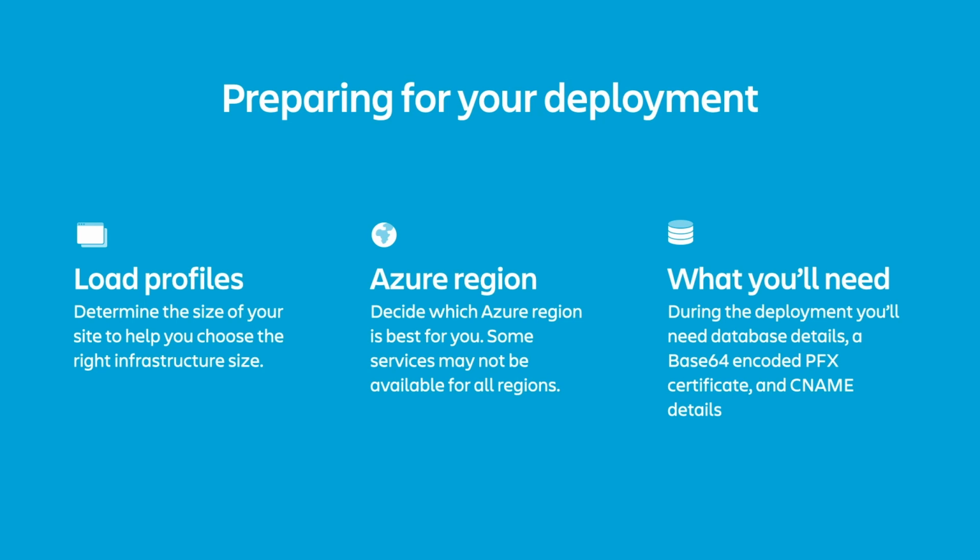During the deployment, you'll also need: 1. Your database details. If you want to use an existing Azure database service, you'll need the database URL, port, username, and password. 2. A base64 encoded PFX certificate from a trusted certificate authority. And 3. Details of your existing CNAME, if you don't want Azure to generate a random domain for you.